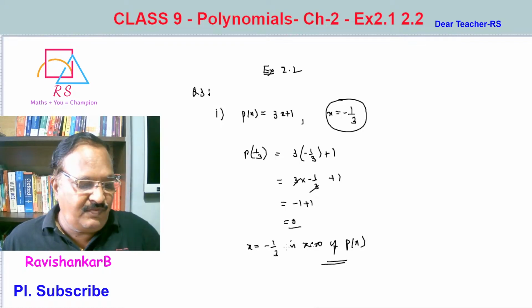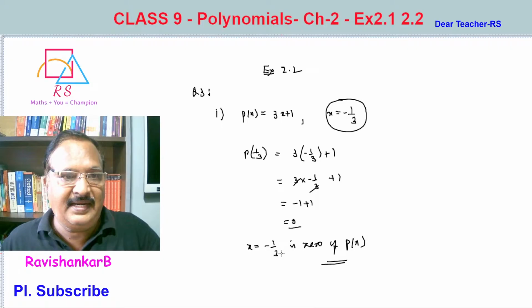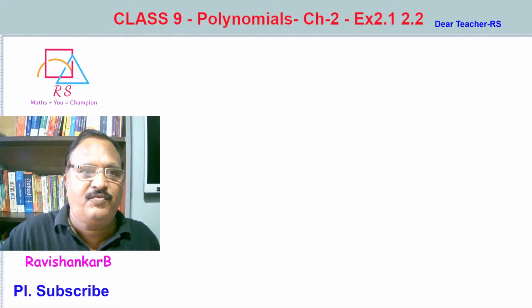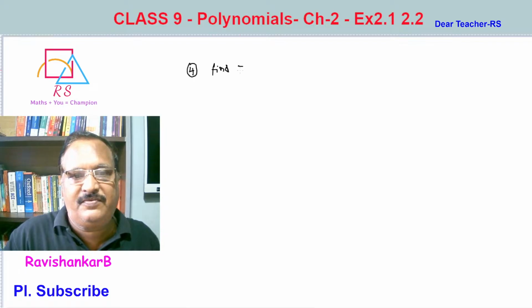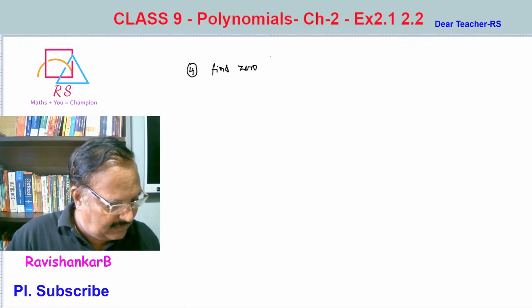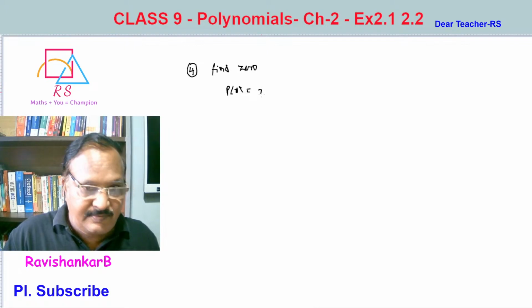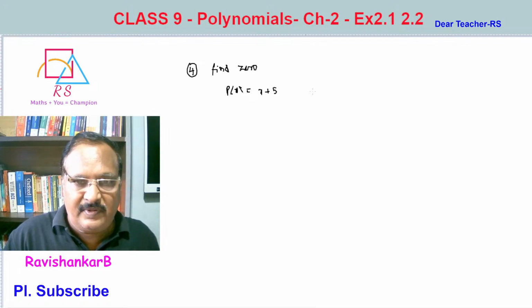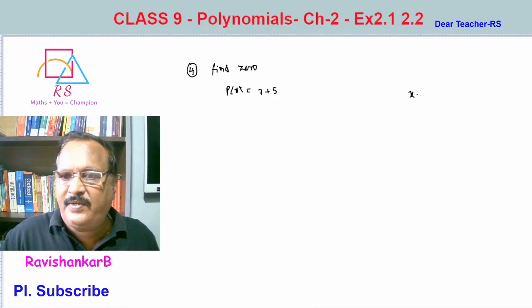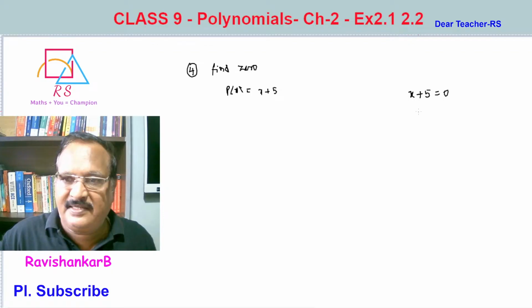And question number 4, the final question: find the zero of the polynomial for each of the following. Now p of x is equal to x plus 5. You equate this linear polynomial to 0, you will get an equation, and find the value. And x is equal to minus 5.